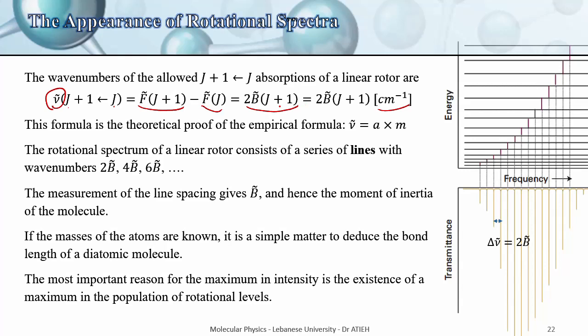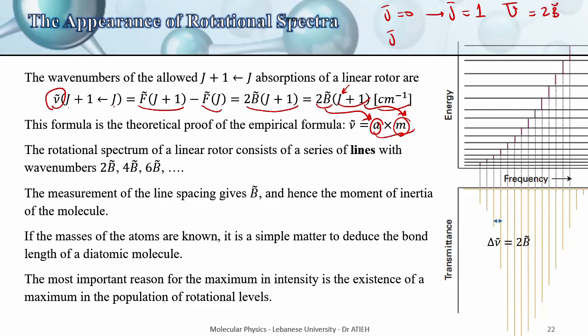If the wave number is equal to 2B(J plus 1), where B is a constant already discussed earlier, then you can see that the wave number is similar to the empirical formula seen at the beginning of this chapter, where we assumed that the wave number is equal to some constant A multiplied by an integer. So if J is an integer, then J plus 1 is also an integer, which replaces M. And here, 2B replaces A. Now the wave numbers are for J equals 0. If we are moving from J equals 0 to J equals 1, we will get 2B.